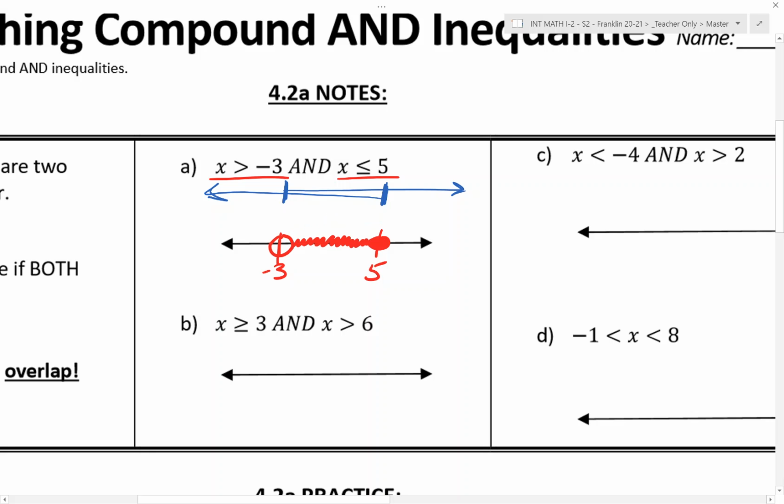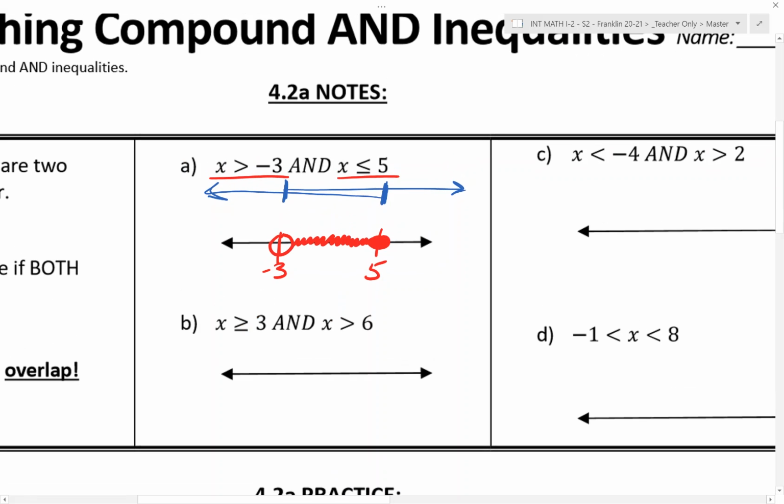For example B, we have x is greater than or equal to 3 and x is greater than 6. Let's go ahead and put those numbers on here. Writing the portion we're doing here in blue is sort of like showing your work. You don't have to do it. If you can visualize it in your head, that's fine, but it does help to write it down. Greater than or equal to 3 is going to go to the right like this. Greater than 6 goes to the right like this.